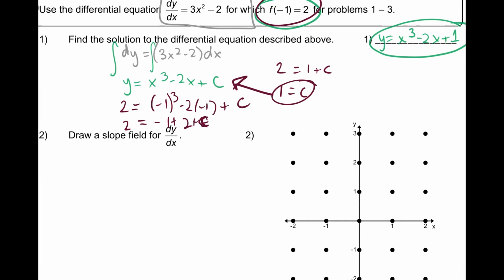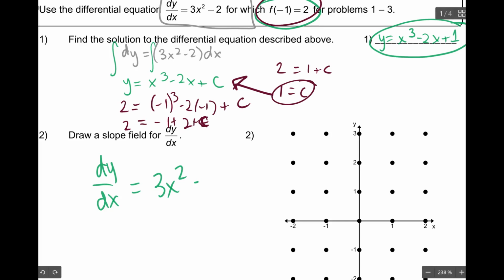Okay, now draw a slope field for this. Draw a slope field. So remember, dy/dx, keep in mind, is equal to 3x squared minus 2.